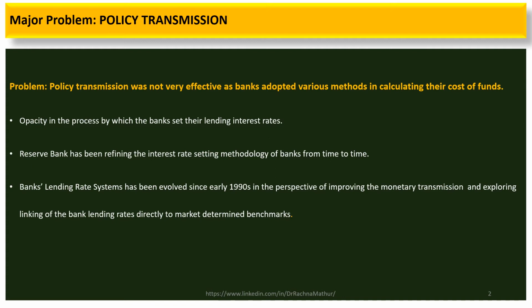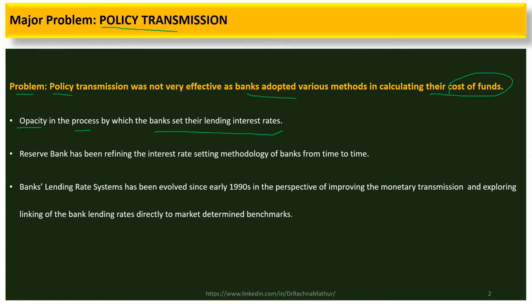But there is a problem in that successful implementation and policy transmission. What is the problem? The policy transmission was not very effective. Why? Because the banks adopt various methods in calculating their cost of funds. The transmission of bank lending rates has been impeded by various factors, the major one being the opacity in the process by which banks set their lending interest rates.